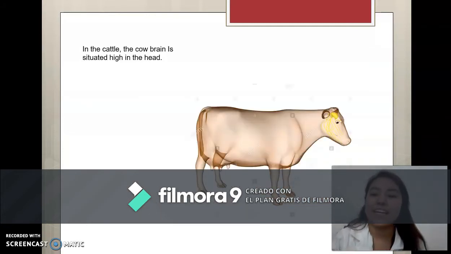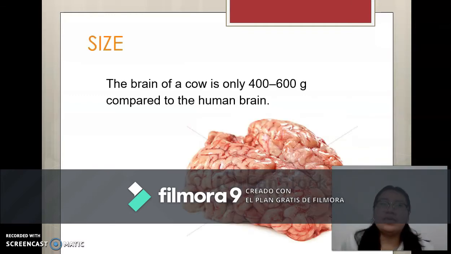And now, in the cattle, the cow brain is situated in the head of the cow. There are a few differences between the human and cow brain. The human brain is larger in size and shape. The cow brain does not have as many gyri and sulci when compared to the human brain. The brain of an adult human weighs between 1.2 to 1.5 kilograms, whereas a cow brain weighs between 400 to 600 grams.